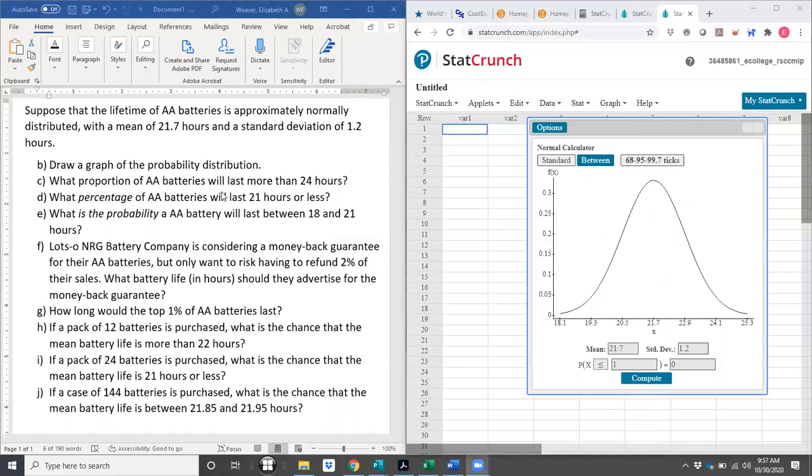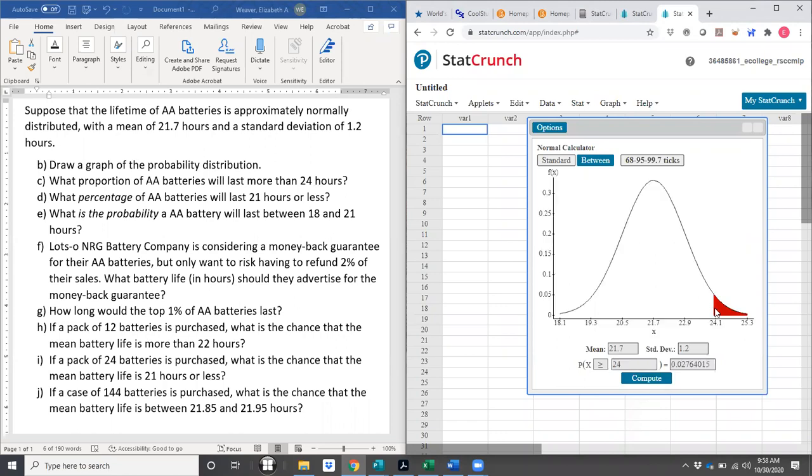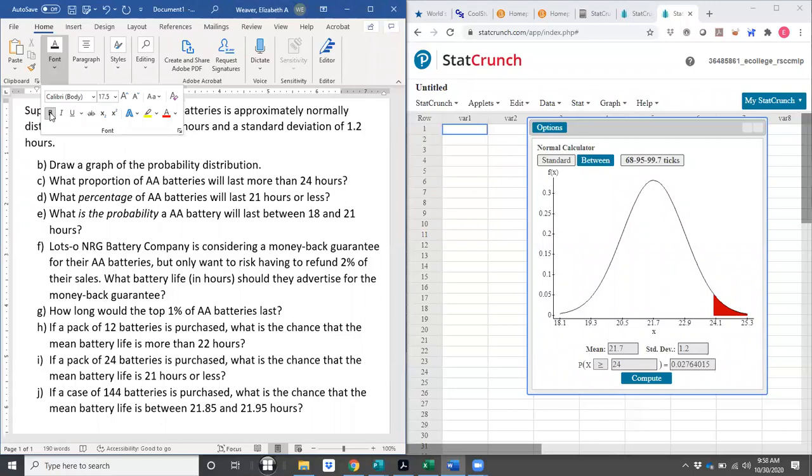Okay, so next question. What proportion of AA batteries will last more than 24 hours? So more than 24, of course, it looks like it's going to be a little bit to the left of that 24.1, but it doesn't matter because all I have to do is come in here and I want to say greater than 24. And when I hit compute, it will shade that area for me. So greater than, more than 24 hours, and I get my answer. I'm going to go ahead and type it in here, simply because it might be nice for comparison's sake later.